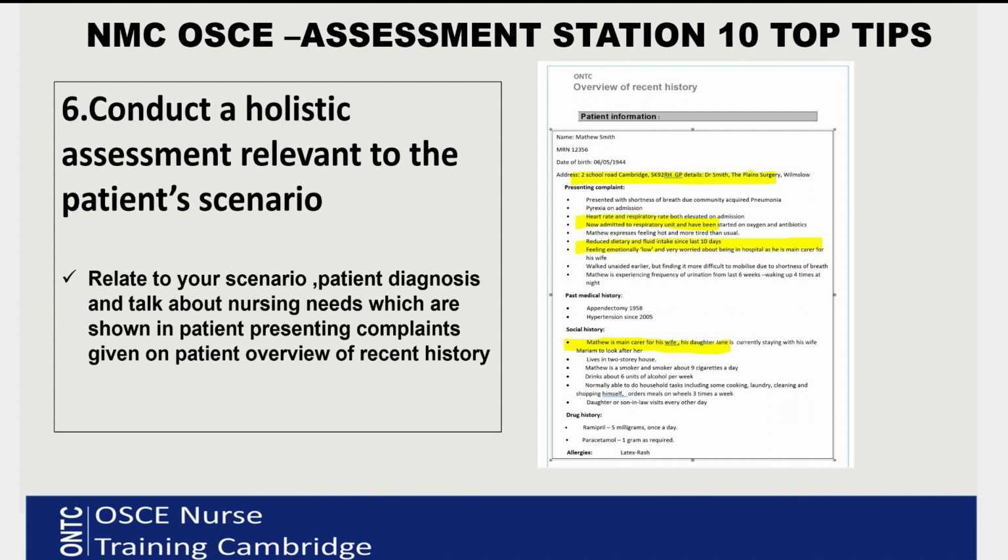As you can see on your screen now, by the way, this scenario is just for teaching purposes. It does not belong to a real patient. So you can see here the patient has come in with shortness of breath due to pneumonia. They have loss of appetite. Their mobility is poor. They are worried about their wife at home. They're also a smoker. So these are my main points I should be covering in my nursing needs assessment.